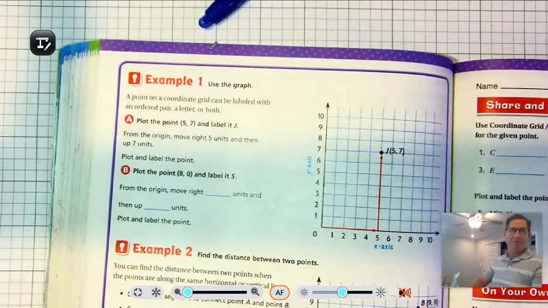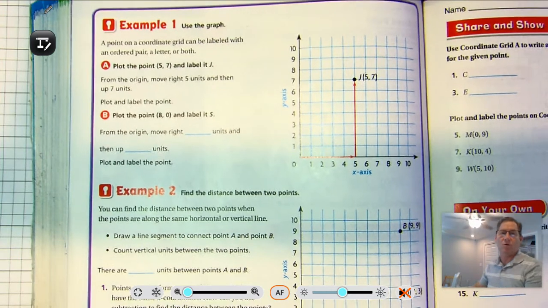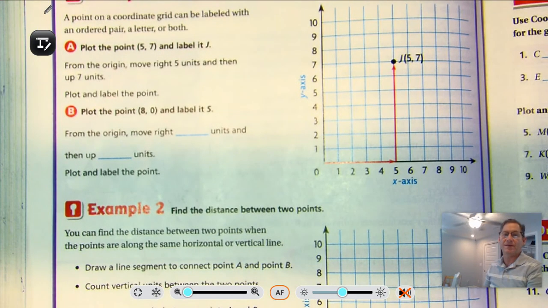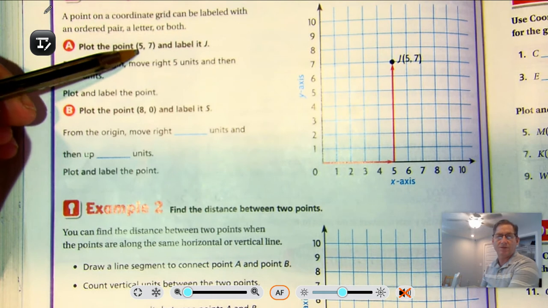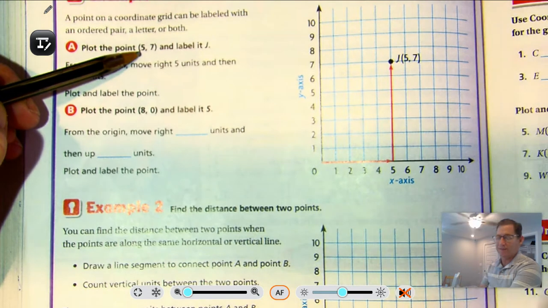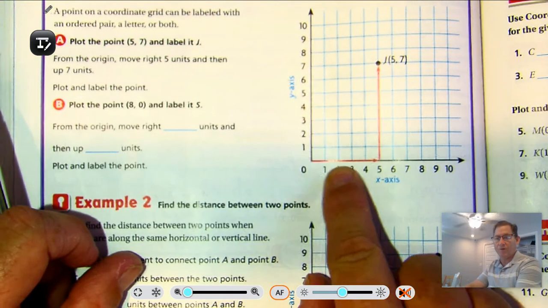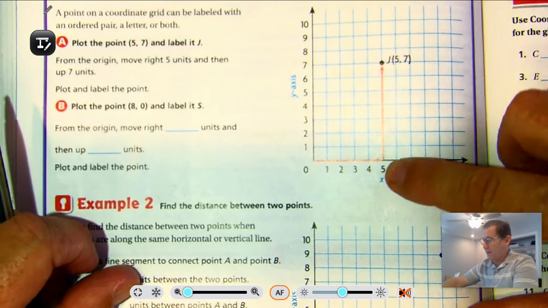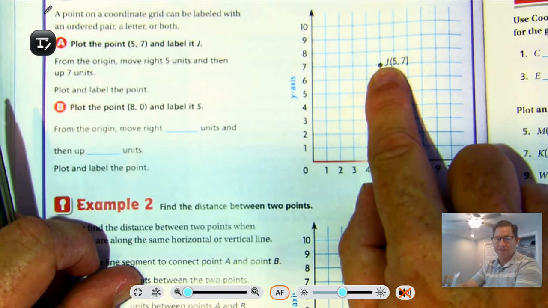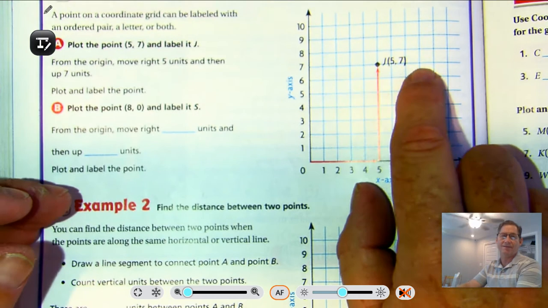All right, let's turn to page 394. Example 1. Use the graph. A point on a coordinate grid can be labeled with an ordered pair, a letter, or both. Plot the point 5, 7 and label it J. So 5 tells us to go right from the origin 5 units and then go up 7. We can see that by looking at the red arrows. From the origin, it went over 5 units and then up 7. And so we label that point J. Point J is at the ordered pair 5, 7.